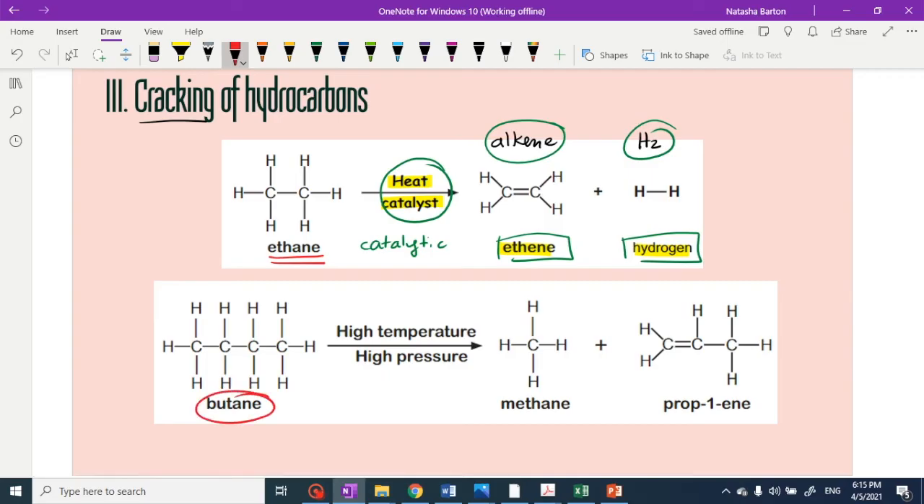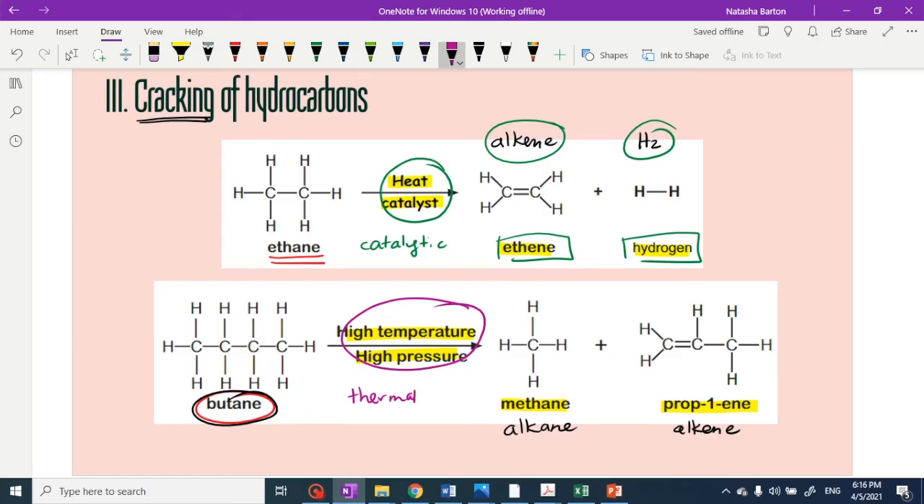We have butane. Butane, it's a hydrocarbon, a saturated hydrocarbon. We put it under conditions of high temperature, high pressure, and we form methane and prop-1-ene. Methane is an alkane. Prop-1-ene is an alkene. So we have here an alkane and alkene forming, so we know that this is a cracking reaction. We are breaking up our butane into shorter chains. We know that this is specifically thermal cracking because it happens at high temperatures and high pressures. So this is thermal cracking.